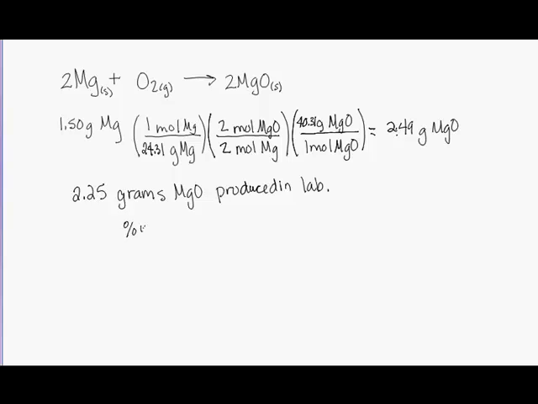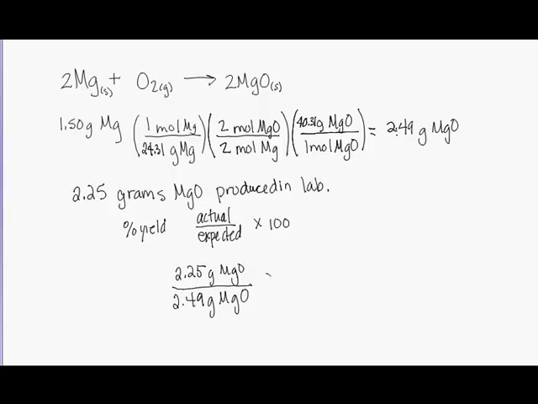Percent yield is calculated very simply by putting the actual value over the expected value and multiplying by 100. So in this case, we would put 2.25 grams of magnesium oxide as our actual value over 2.49 grams of magnesium oxide as our expected value, and we would multiply that by 100. We would find our result to be 90.4% yield.